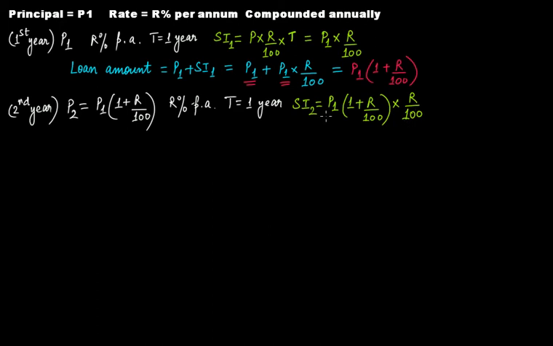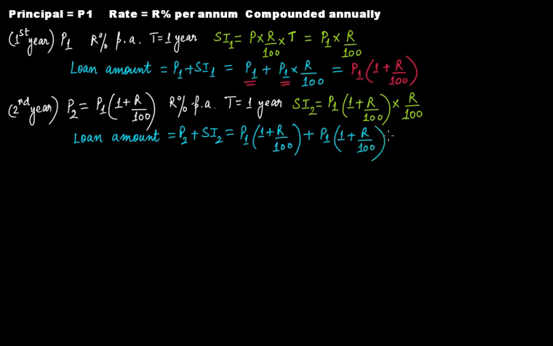Now if this is the interest for this second year, another 1 year period, what will be the loan amount at the end of this second year? The loan amount will be P2 plus SI2. What's P2? P2 is P1 times 1 plus R by 100. What's SI2? SI2 is P1 times 1 plus R by 100 multiplied by R by 100.